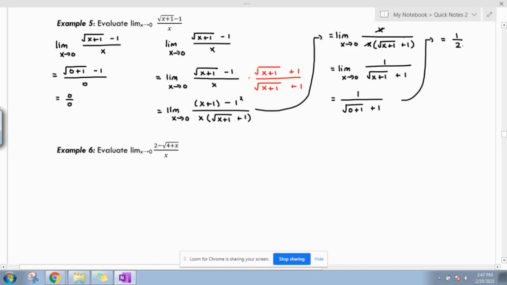So the limit as x approaches 0 for the square root of (x + 1) minus 1 all over x is 1/2. But we had to use rationalization, and more specifically, rationalizing the numerator, to help us solve this particular question.